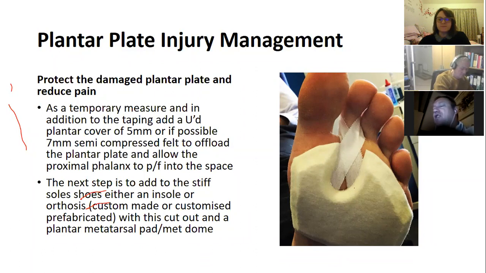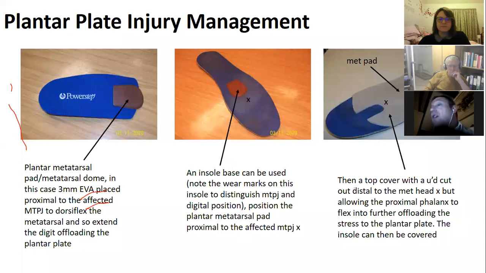But the next stage is, felt is only a temporary intervention. The next stage is to persuade the person to have either an insole in their shoe or an orthosis with a metatarsal dome and a cutout. So let's have a look at those with the next slide. This goes on straight away as well, by the way. This is something you'd look to do almost immediately with the footwear advice and the activity modification and the taping.